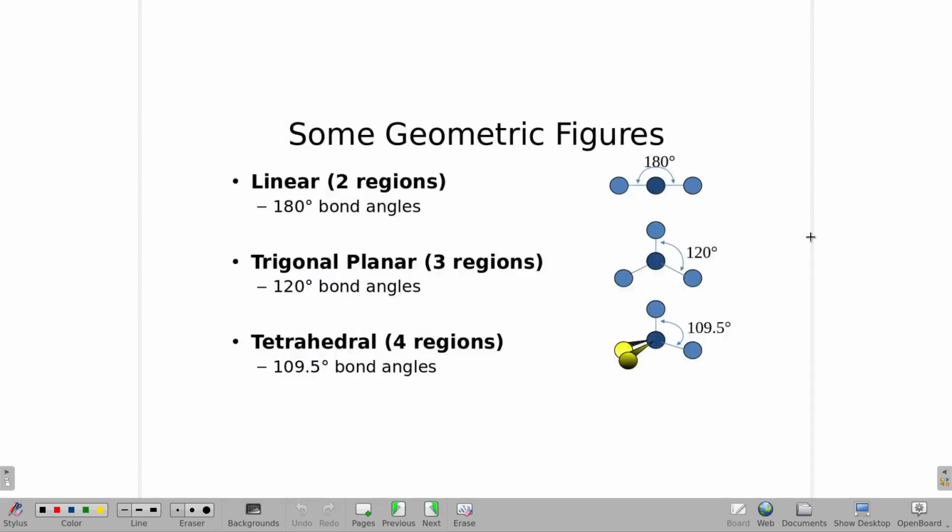Now, your book has a better drawing of it. That's what they're showing here with the four different groups coming off of it. On water, two of those are hydrogen and two of those are electron pairs. But they're getting away from each other as far as possible. Hard to draw on paper, which is why we don't even try. All we're always going to do is, if you see four regions, regardless of what they are, if they're bonds or electron pairs, it's going to have that tetrahedral arrangement.